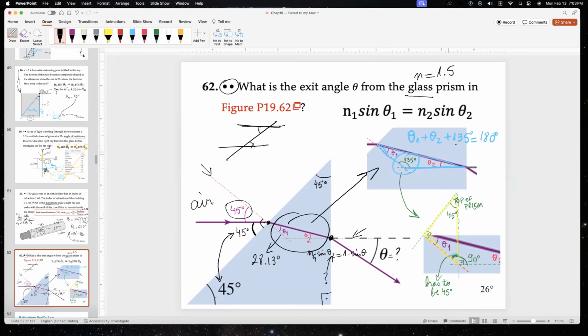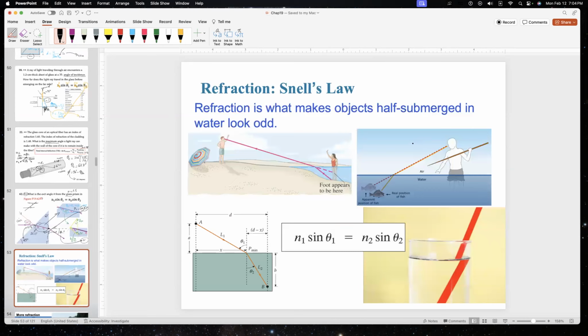Anyway, so now you can find theta 2. Theta 2 is then going to be 16.87 degrees. Always keep extra digits, and now you plug that into Snell's law here and find the final theta, which will be 26 degrees. So solve this problem step by step. Your book had an example of that type of problem. Again, you need to just be careful with the triangles, create triangles, and always geometry.